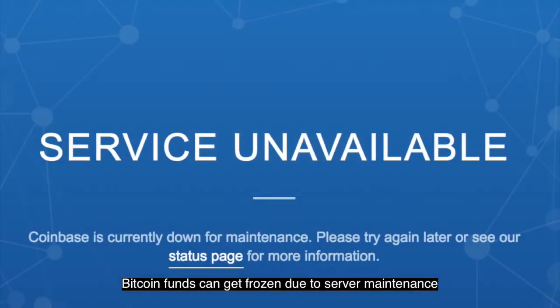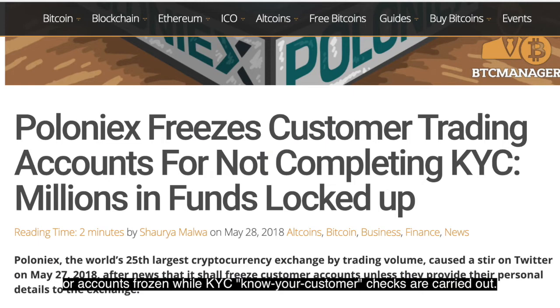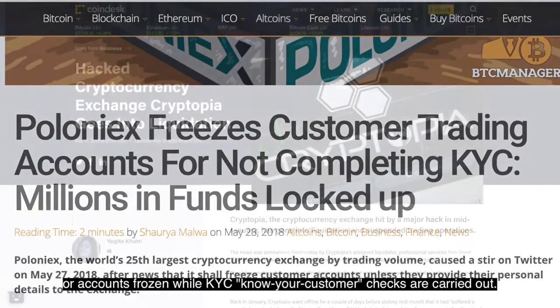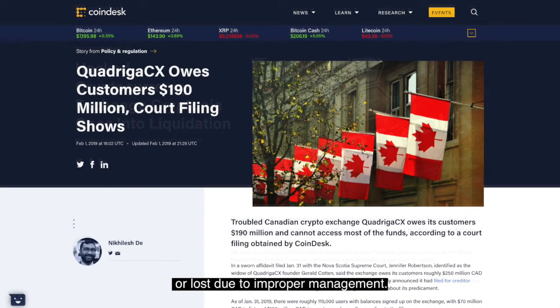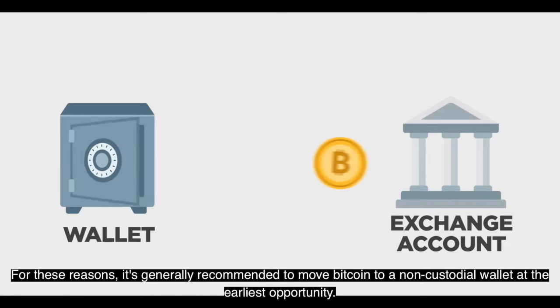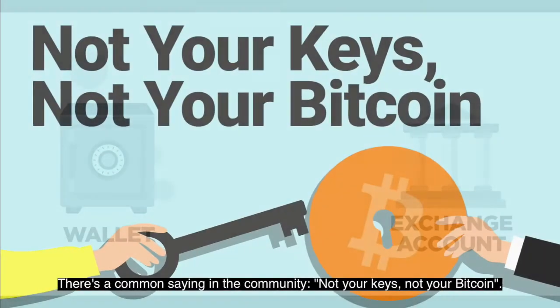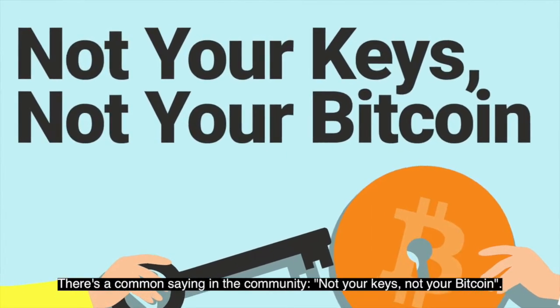Bitcoin funds can get frozen due to server maintenance, or accounts get frozen while KYC, Know Your Customer, checks are carried out. The most concerning flaw of custodial wallets is that funds may be stolen from the central server or lost due to improper management. For these reasons, it's generally recommended to move Bitcoin to a non-custodial wallet at the earliest opportunity. There's a common saying in the community: not your keys, not your Bitcoin.